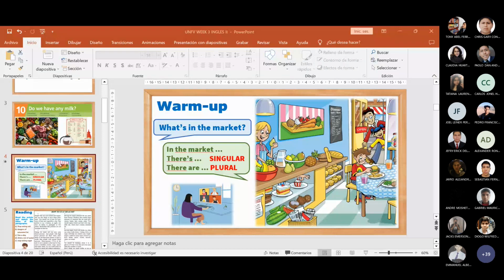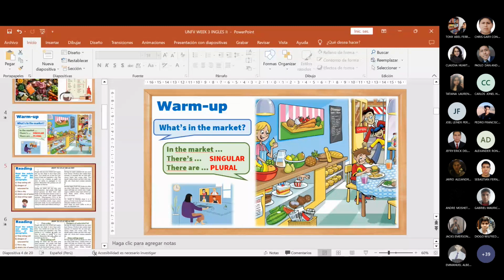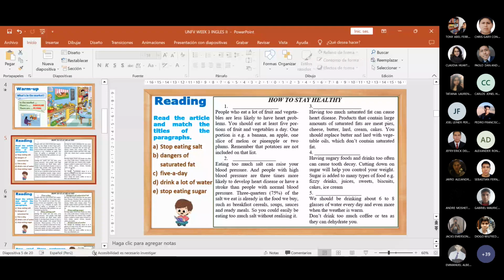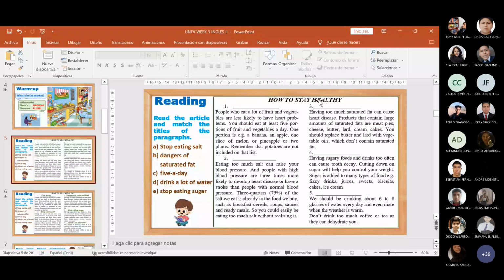Well, we continue with the next part. I have a reading. In this part of the reading, we have paragraphs. Tenemos párrafos, ¿no? The general title is How to Stay Healthy. ¿Cómo me mantengo saludable?